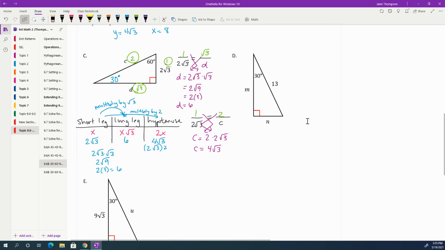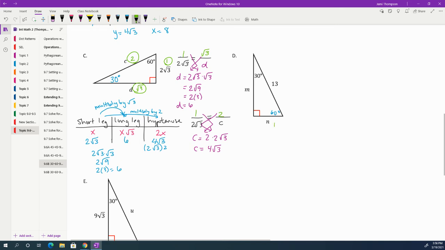And then E, I'm going to challenge you to give it a try on your own, and then I'm just going to give you the solution. So let's work D out together. Let's see, where is that? Let's see, I've got 30 and I've got 90, so this one's got to be 60.